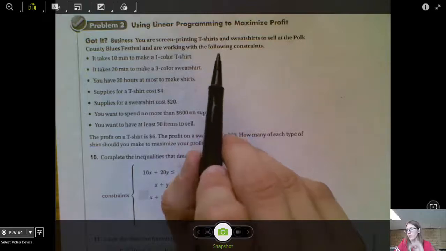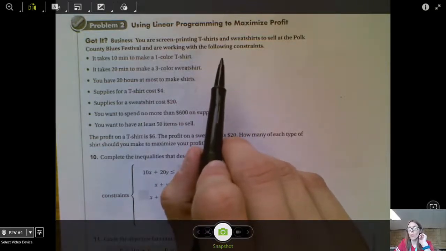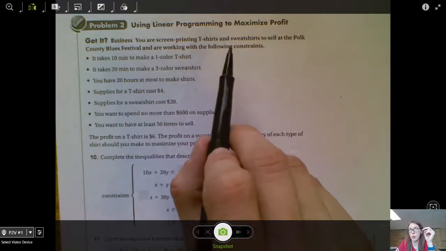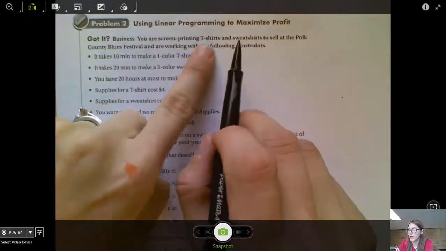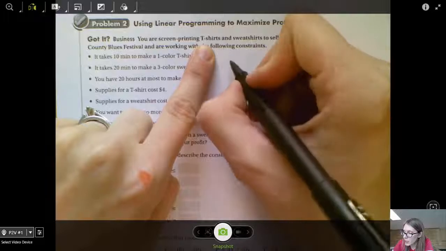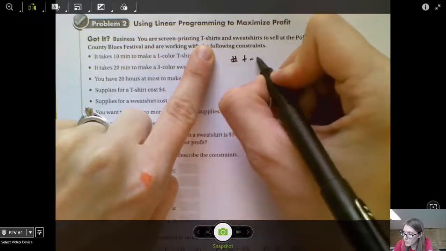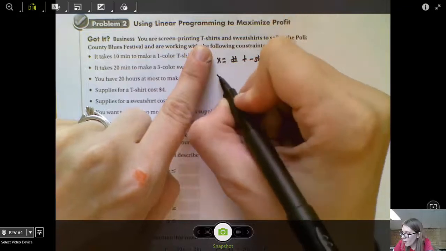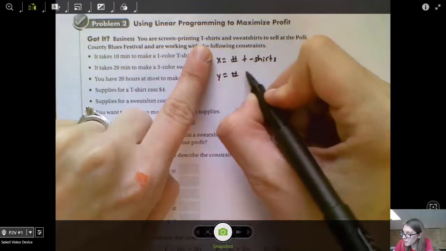So first of all, we are going to have two variables. We have t-shirts, we have sweatshirts. Let's figure out what we want to call each one. I'm going to call the number of t-shirts X. And then Y is the number of sweatshirts.